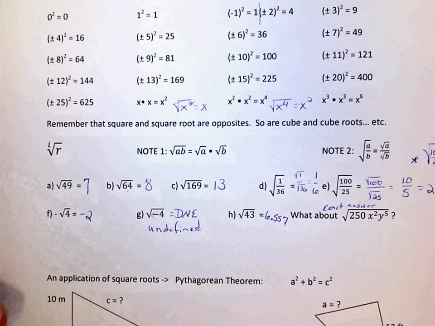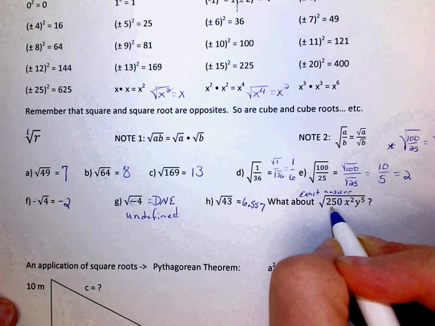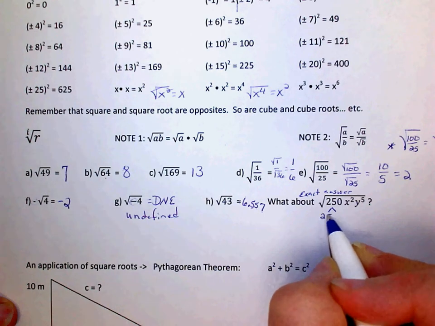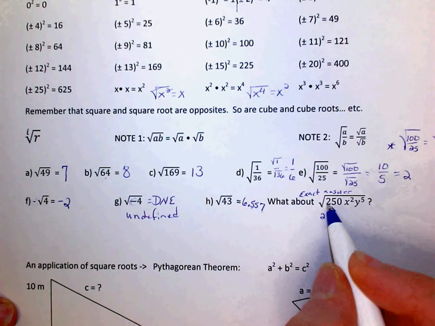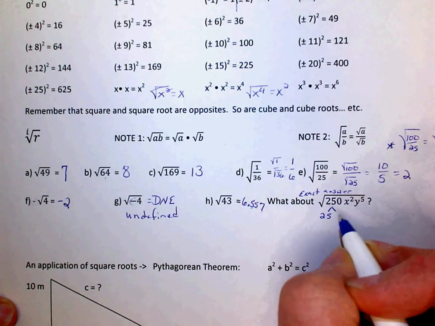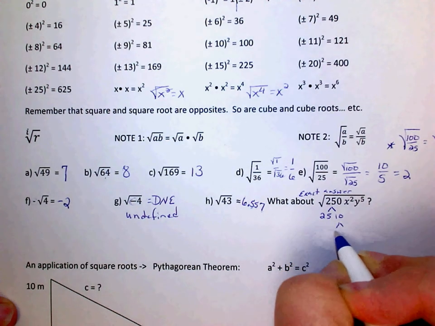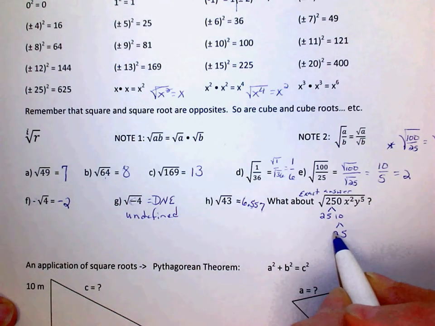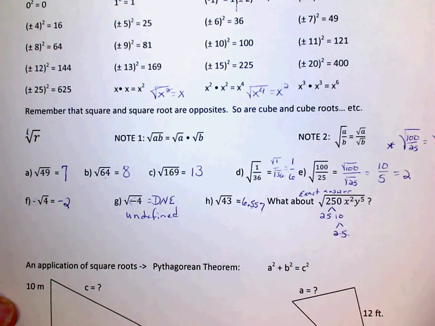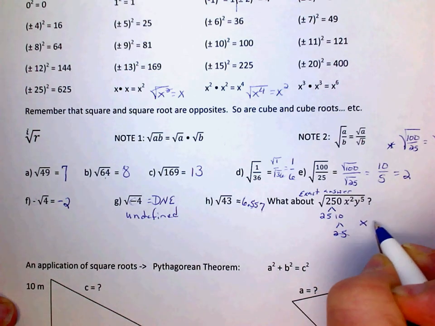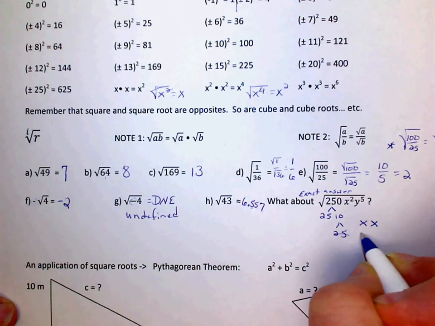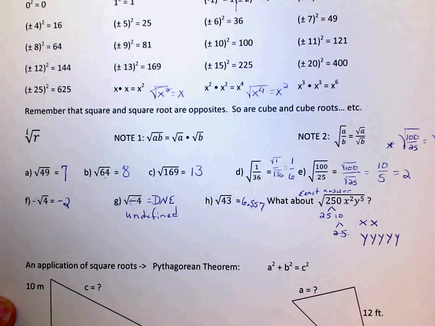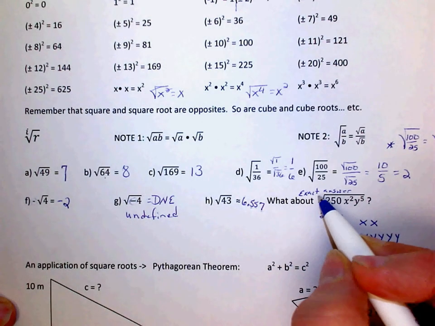Alright, the way we're going to do this one is, I know that it's divisible by 25, because obviously 25 and then the 0. So 25 times 10, 10 is 2 times 5. Well, that doesn't clean up any at all. And then we've got x squared, which is x times x, and y to the 5, which is y times y times y times y times y. And they need to be in pairs of 2.